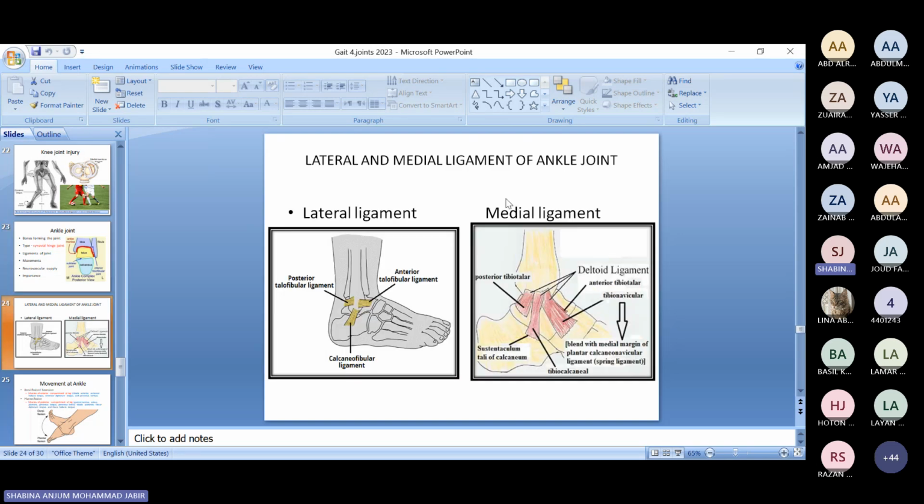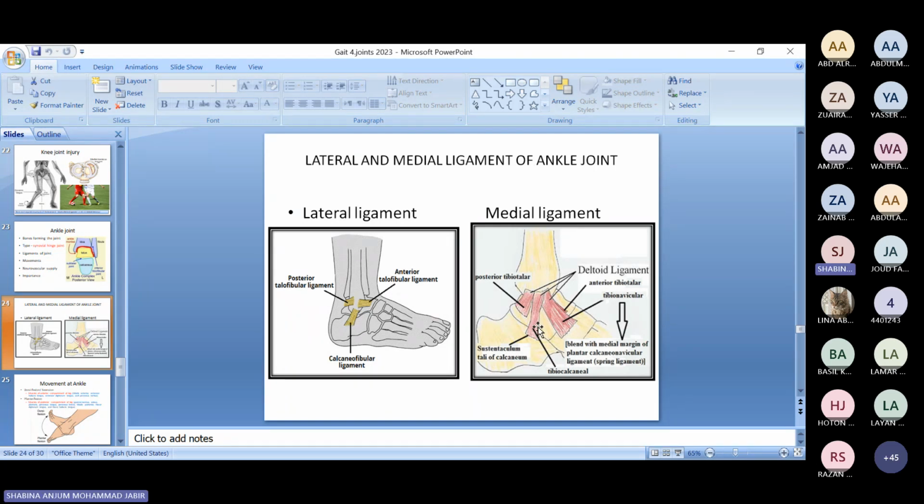It has lateral and medial ligaments. If you compare with the hip or knee joint, you will find it is a less stable joint. So sprains and small injuries, even while running, are possible. Laterally, we have the lateral ligament, which runs from the lateral malleolus to the talus and calcaneum. You can see the anterior talofibular, posterior talofibular, and calcaneofibular.